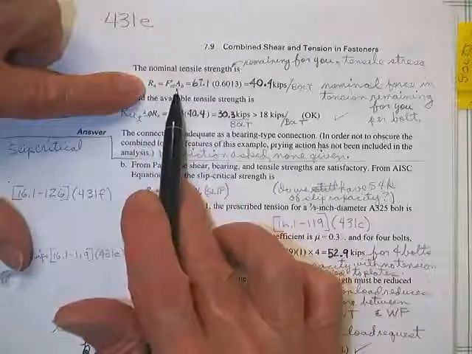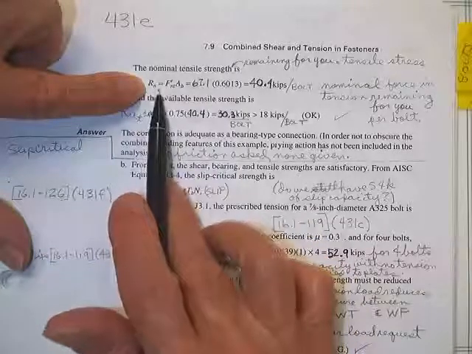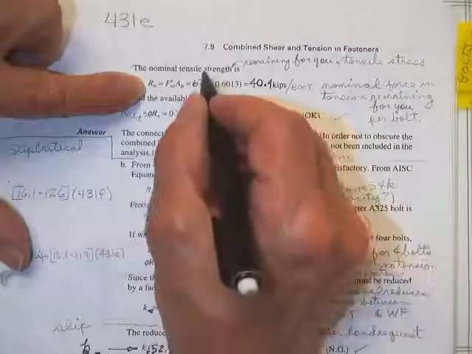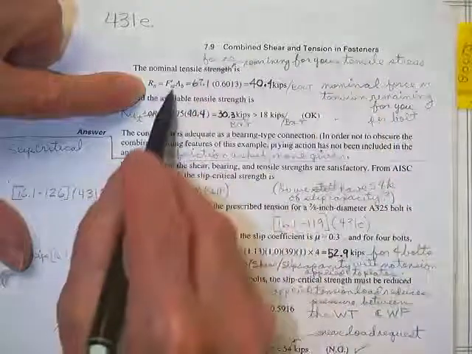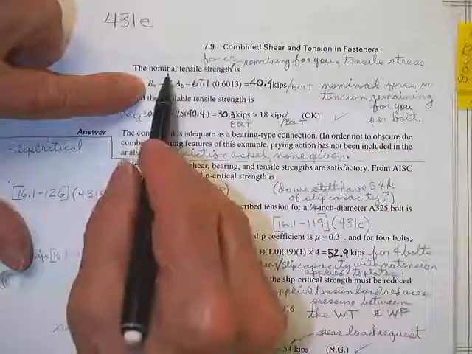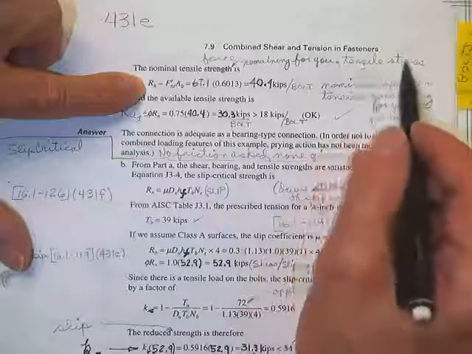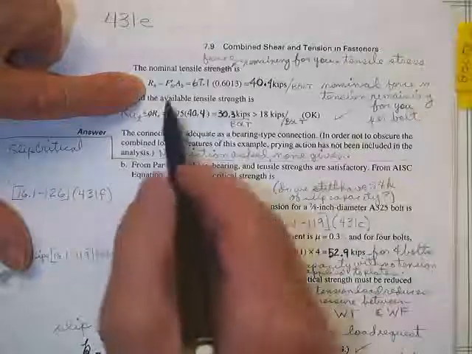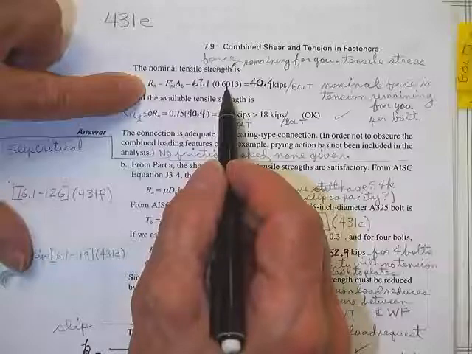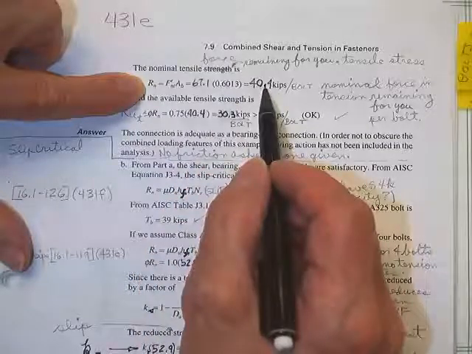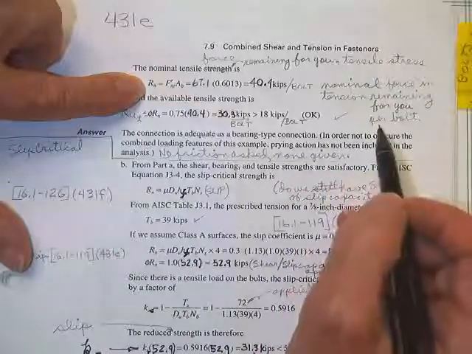See, he's using strength in two cases here. He's using strength as if it were a stress sometimes, and it is a strength, and he's using it sometimes for a load. So the nominal tensile force, the reason I know it's a force, he has a stress times an area. The nominal tensile force remaining for you due to the tensile stress that's left for you is the 67.1 left for you times the cross-sectional area of the bolt, and that's equal to 40.4 kips per bolt. That's the nominal force in tension remaining for you per bolt.